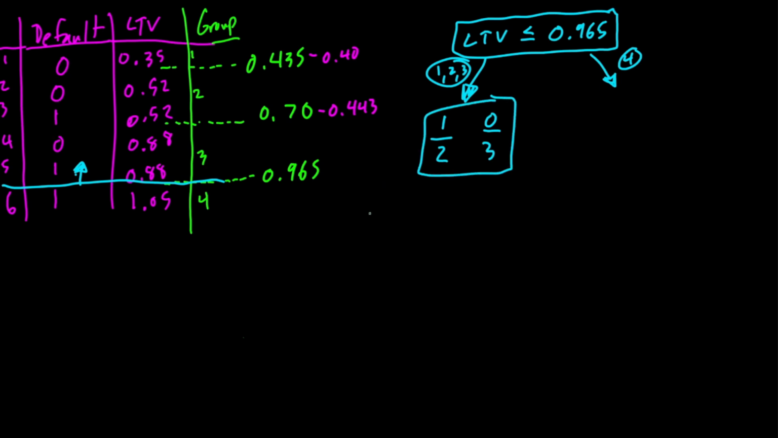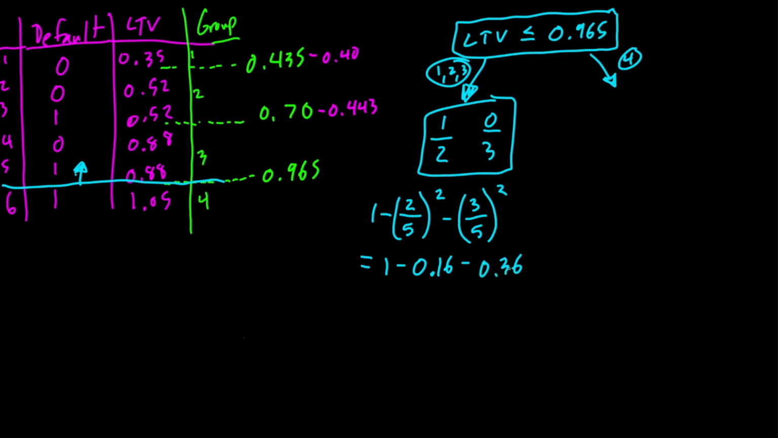Now again, to do the Gini, we're going to do 1 minus, and then how many of the events do we have? We have 2. How many are in total in the leaf? There are 5. We're going to square that. Minus non-events, which is 3 over a total of 5 in that leaf. And that's squared. And then this is going to give us 1 minus 0.16 minus 0.36. And this is going to give us 0.48.